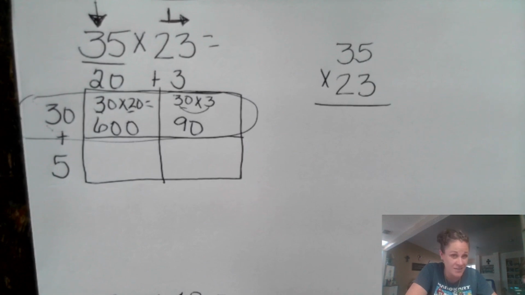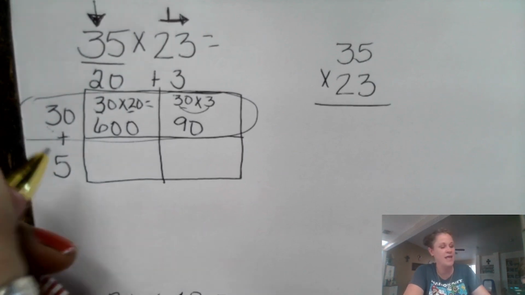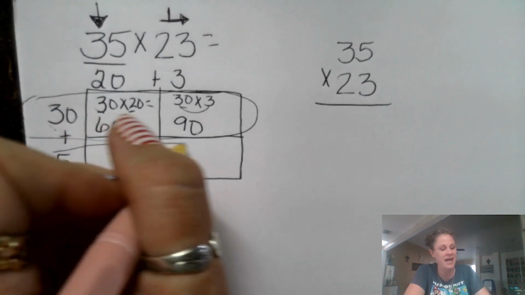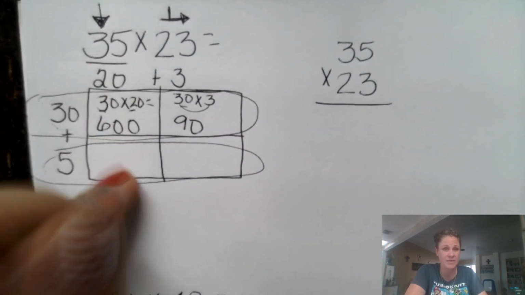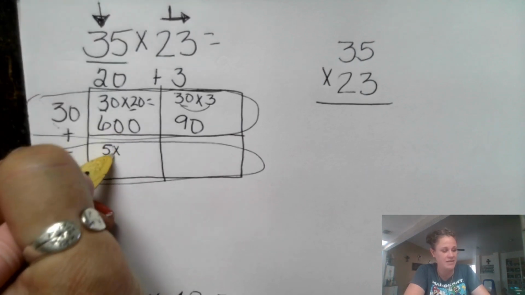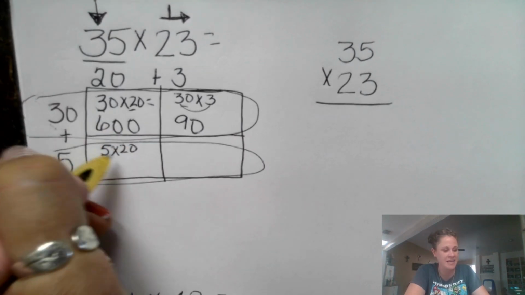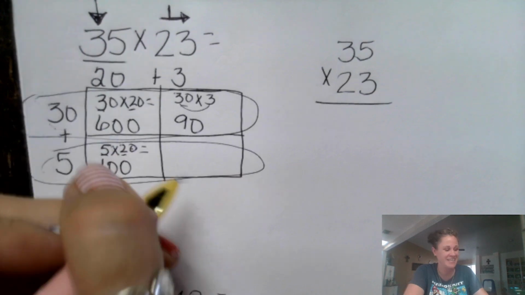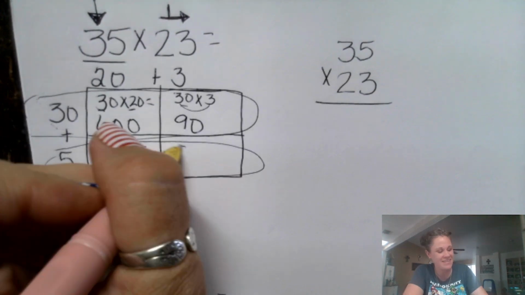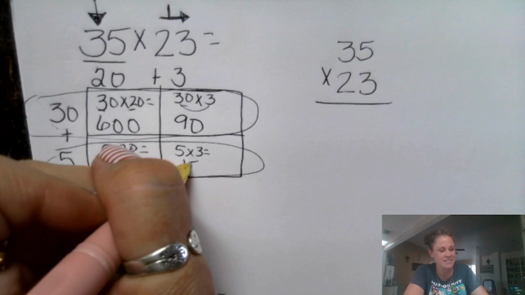Then I'm going to also go down to the bottom now and do my 5 times everything in this row. So in this column is 20, so I'm going to say 5 times 20, base fact, 5 times 2 is 10, make it 10 times bigger. And then here, 5 times 3, which is 15.